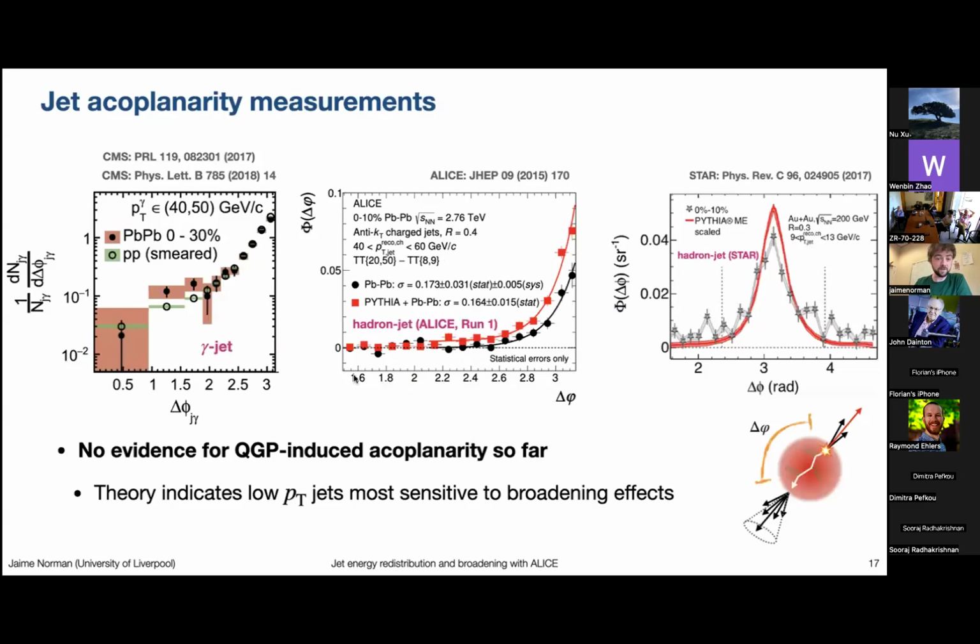So far, jet acoplanarity measurements have been made by CMS, measuring gamma-jet correlations, and also by ALICE using Run 1 data, and STAR. And so far, there's no evidence for Quark-Gluon Plasma induced acoplanarity, which means that the shapes of these distributions are consistent with a proton-proton vacuum reference. However, theory indicates that low PT jets should be most sensitive to these broadening effects. So this motivates pushing this measurement down to as low transverse momentum as we can.